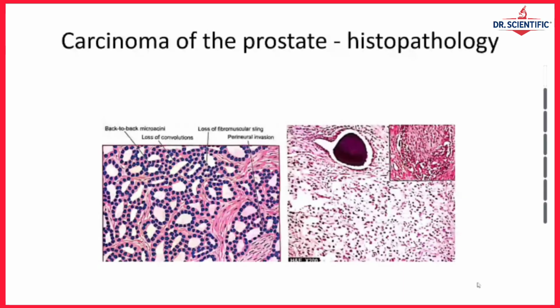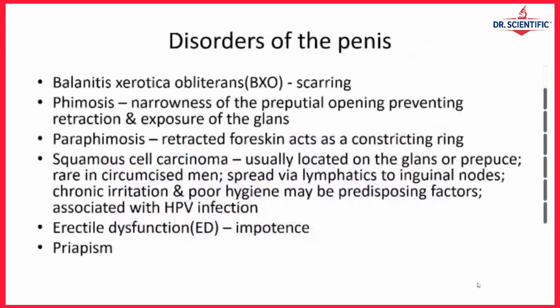Then we look at the disorders of the penis. We have balanitis, xerotica obliterans. Now, I'll not go into a lot of detail. Basically, when you talk of balanitis, it is inflammation of especially the glans. And then xerotica obliterans is mostly more of scarring. There's a lot of scarring, a lot of rigidity in the tissues of the penis.